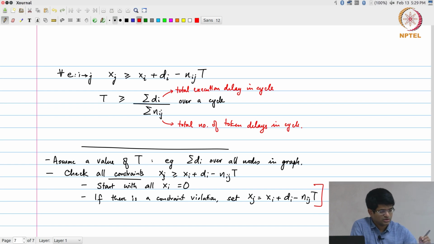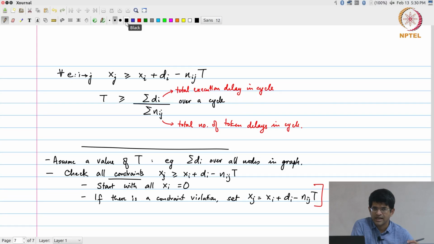Okay. Now, what will happen as a result of doing this? Initially, all my values of xi were 0. If some particular edge constraint was violated as a result of doing this, I will have to change that xj. I repeat this n number of times, where n is the total number of nodes in the graph. By that time, I should have got to the point where all my constraints are satisfied, and that is guaranteed because I have chosen my t large enough.